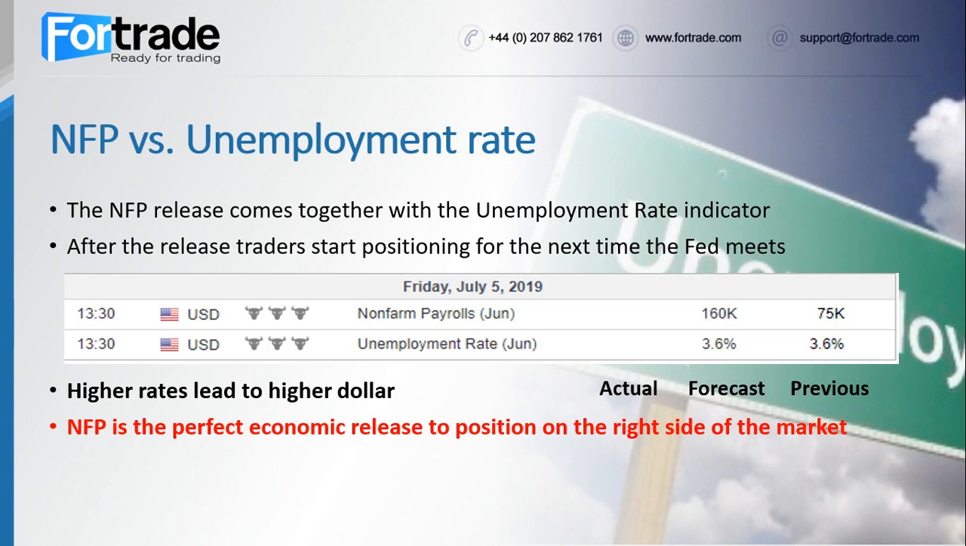Forex trading is about anticipating what the central bank is going to do with interest rates at the next meeting, and the NFP is the perfect economic release to position on the right side of the market.